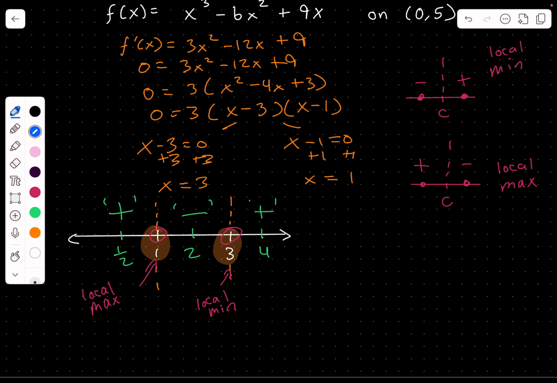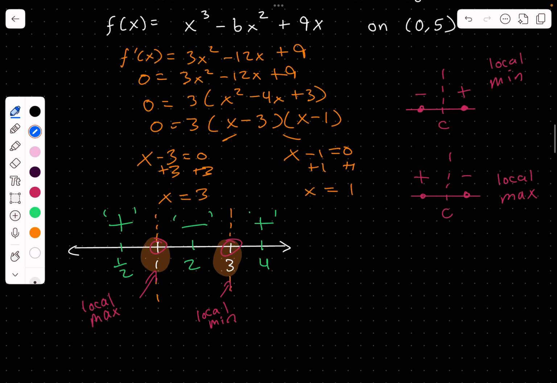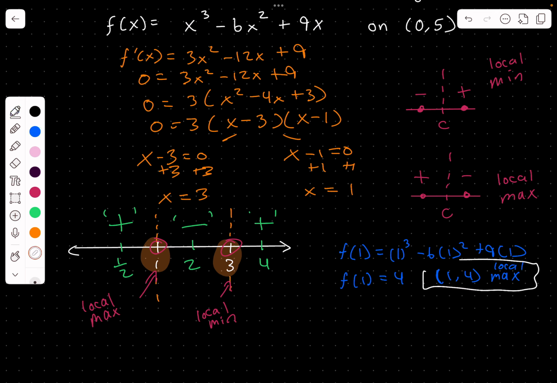Let's do it from blue. So all we're doing is plugging it into our original function. 1 to the third power minus 6 times 1 to the second power plus 9 times 1. This is going to give us 4. Therefore, our ordered pair is going to be 1, 4. This is our local max. That would be your answer. If they're asking for an ordered pair for your local max, that would be it.